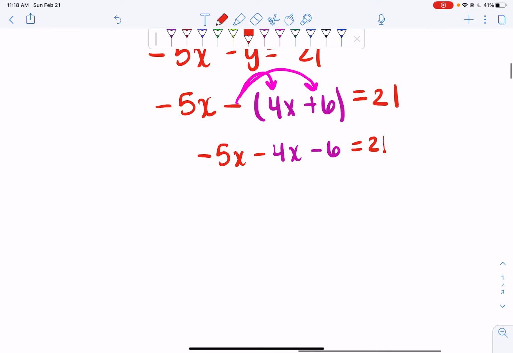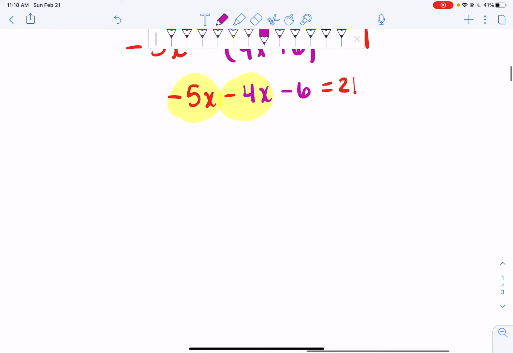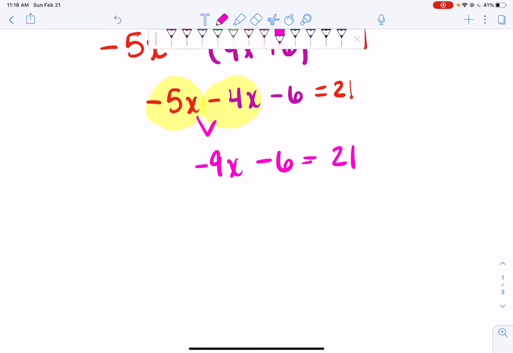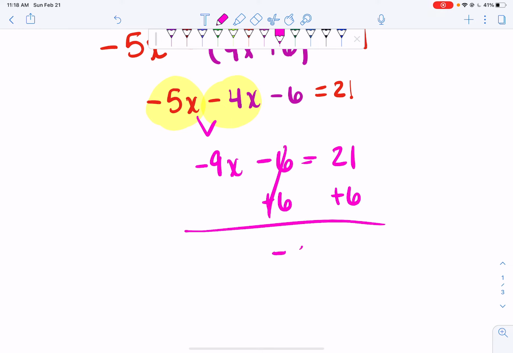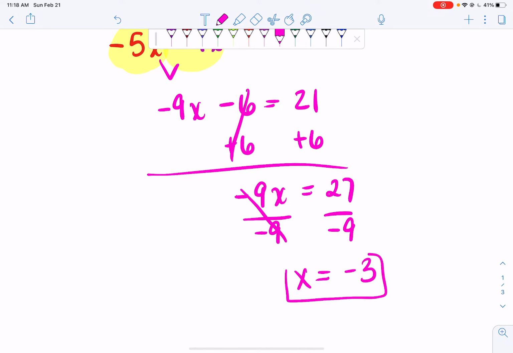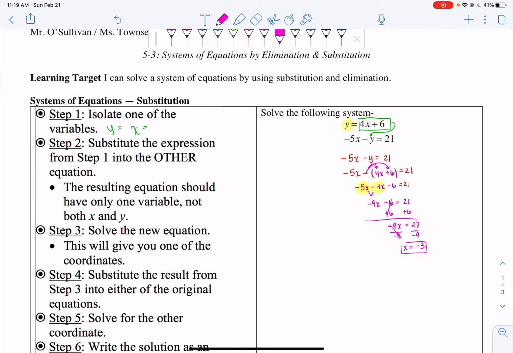I'm going to combine my like terms. Negative 5x minus 4x, that's going to give me negative 9x. So I have negative 9x minus 6 equals 21. How do I get rid of my minus 6? I'm going to add 6 to both sides of my equation. So I get negative 9x equals 27, and then divide both sides of my equation by a negative 9. Getting x is equal to negative 3. We just solved that equation.